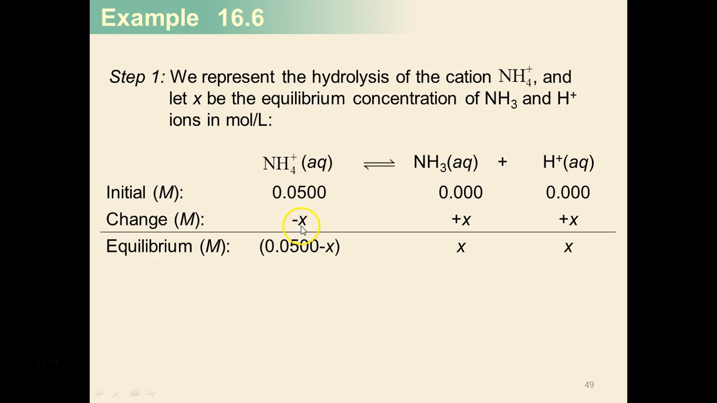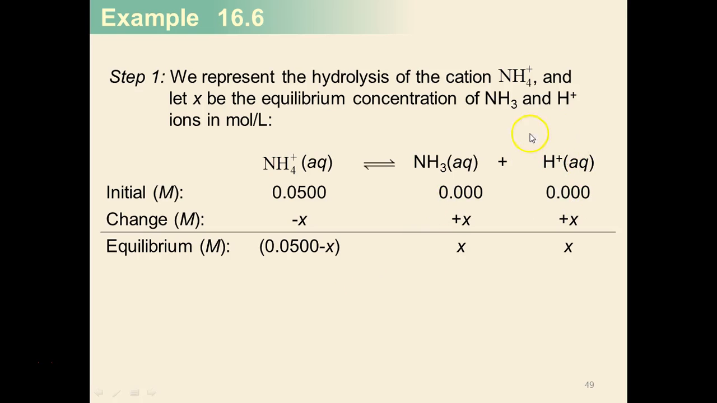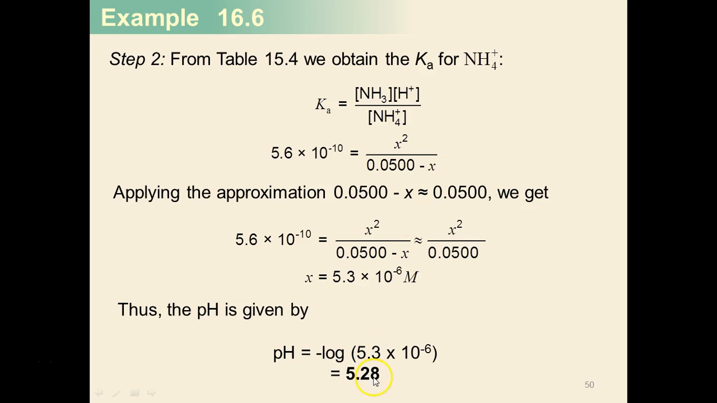It's going to hydrolyze and decrease in concentration by some factor of x, and the H plus will increase in concentration by the same factor of x. You plug in the Ka expression for the hydrolysis of this weak acid, solve for x using the approximation, and solve for the concentration. Solving for x will give you the concentration of H plus in solution. You take the negative log of that, and then you get the pH of the solution in this titration.